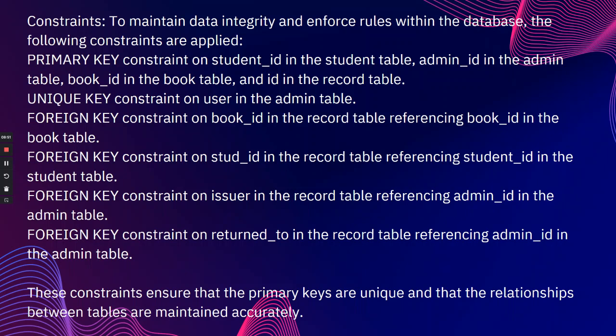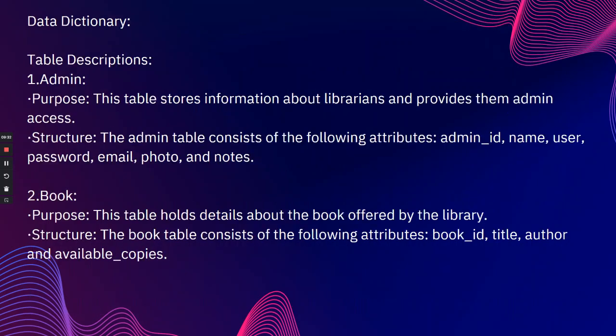Unique key constraint on users in the admin table. Foreign key constraints on book ID in the record table, referencing book ID in the book table. Foreign key constraint on student ID in the record table, referencing student ID in the student table. Foreign key constraint on issuer in the record table, referencing admin ID in the admin table. Foreign key constraint on returned to in the record table, referencing admin ID in the admin table. These constraints ensure that the primary keys are unique and that the relationships between tables are maintained accurately.